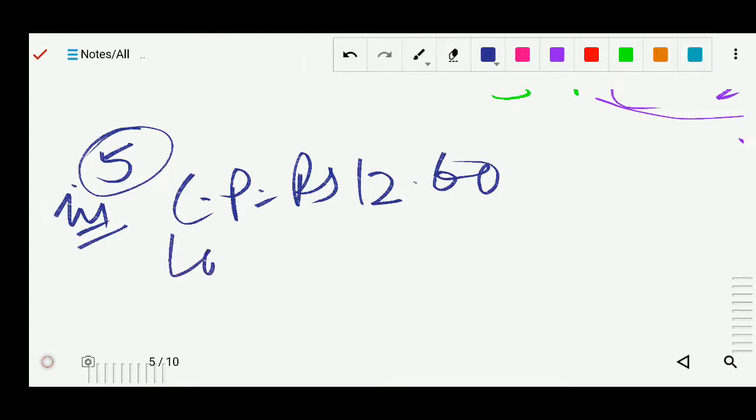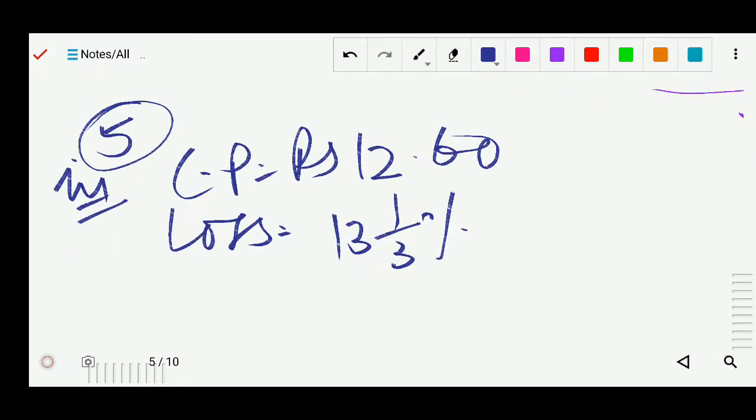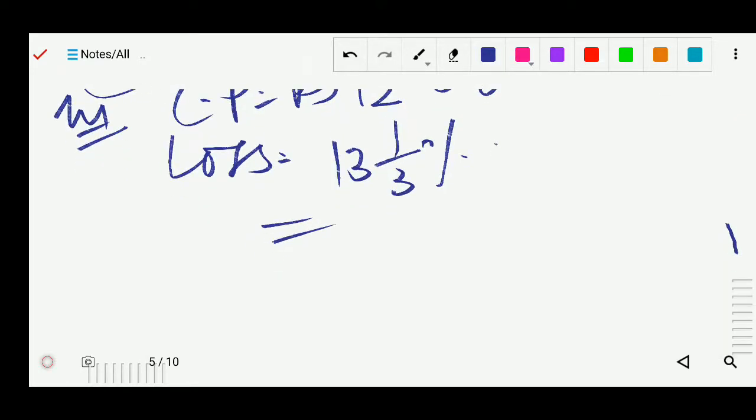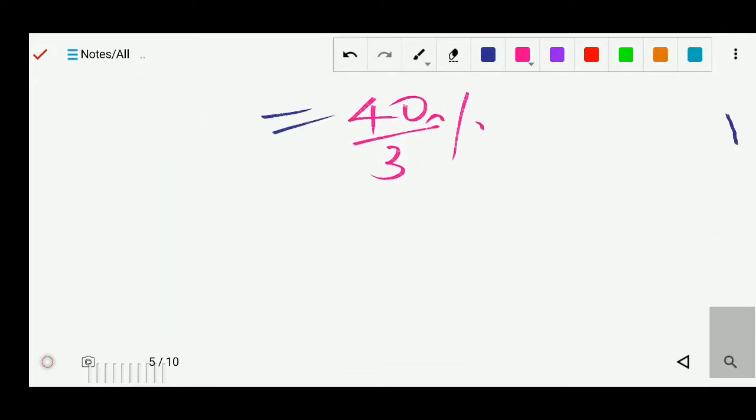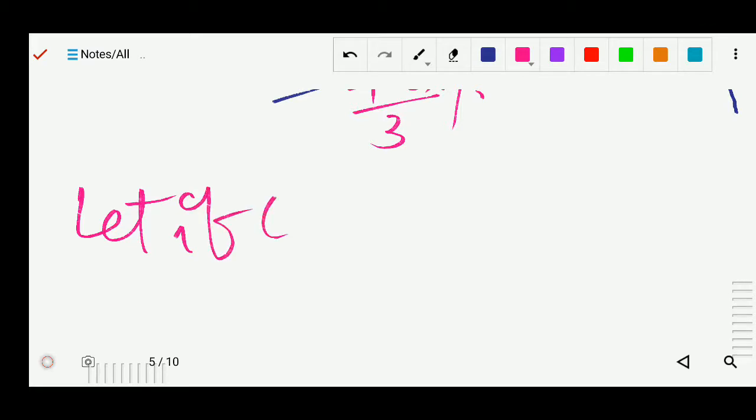12.60, and there is a loss of 13 and 1 by 3%. So this is the loss. Now first of all you can make this mixed fraction into an improper one. 13 3s are 39 plus 1, 40 by 3. So you can write it is 40 by 3%. Now next, the same concept we will apply. I will solve it by the unitary method. So in the unitary method, let the cost price be rupees 100.